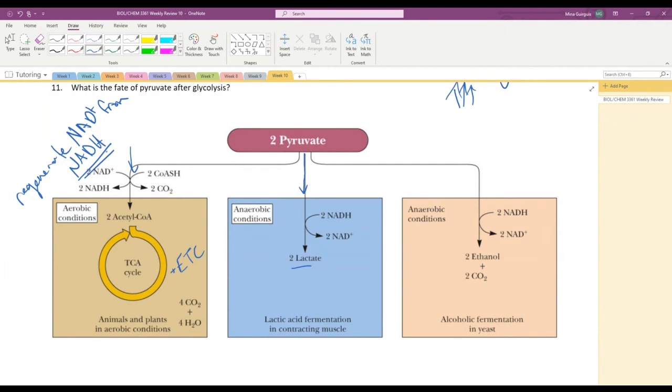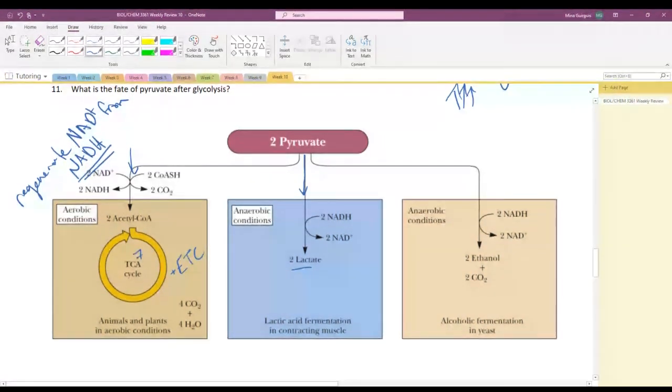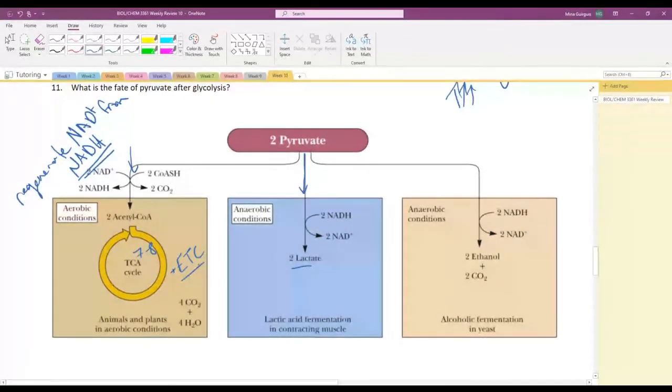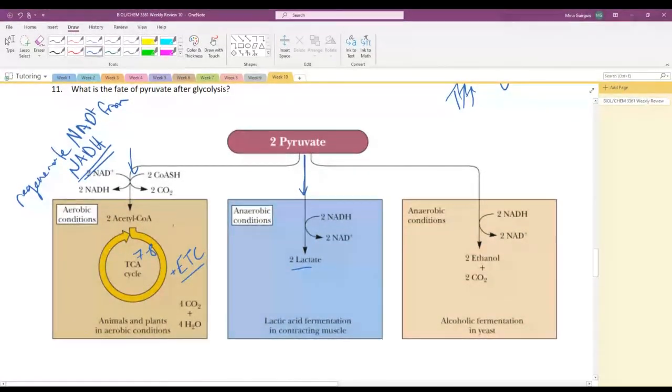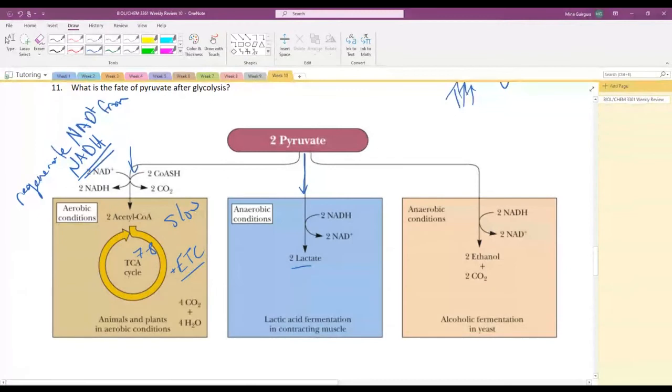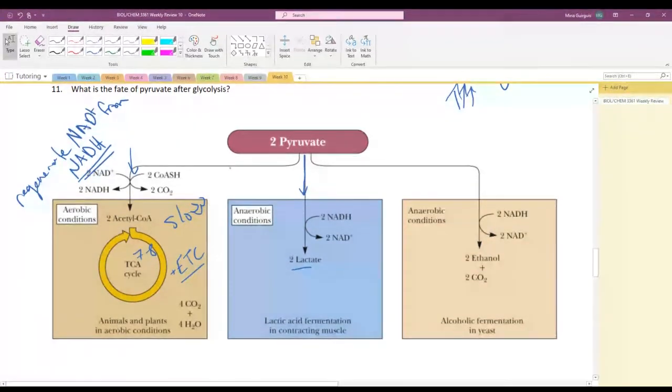But this is a lot of reactions. I believe this is 8 reactions in the TCA cycle, 7 to 8. And then the electron transport chain takes some time, right? So this is slow. It gives us a lot more energy, but it's really, really slow.